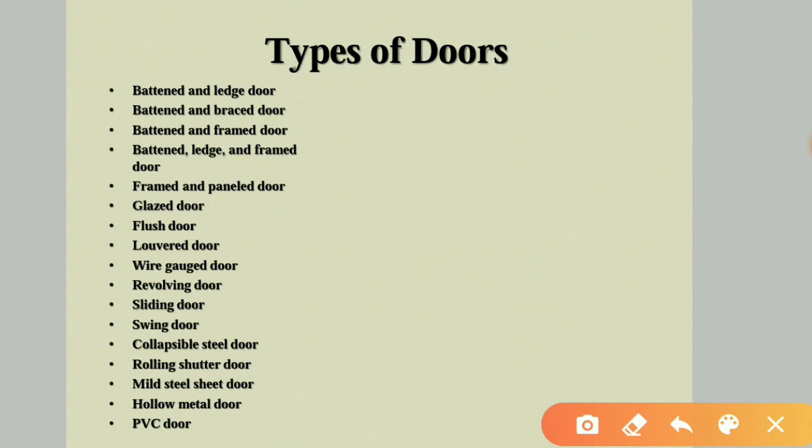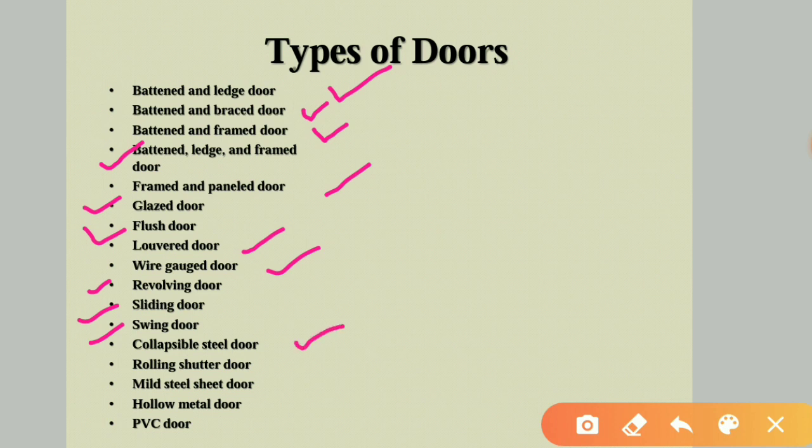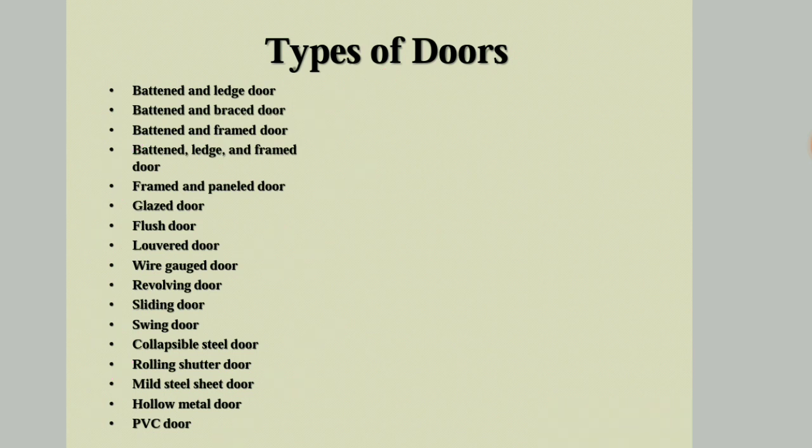Next, types of doors. If you see various types of doors, one has to know there are several types: battened and ledged door, battened and braced door, battened and framed door, battened, ledged and framed door, framed and panel door, glazed door, flush door, louvered door, wire guarded door, revolving door, sliding door, swing door, collapsible steel door, rolling shutter door, mild steel door, hollow metal door, PVC door. All these are different types of doors. We can see the images now.